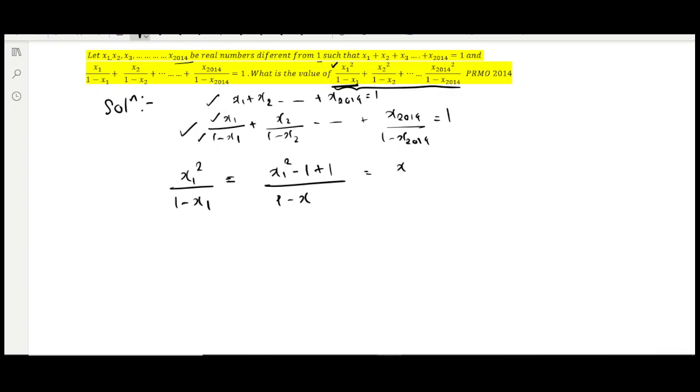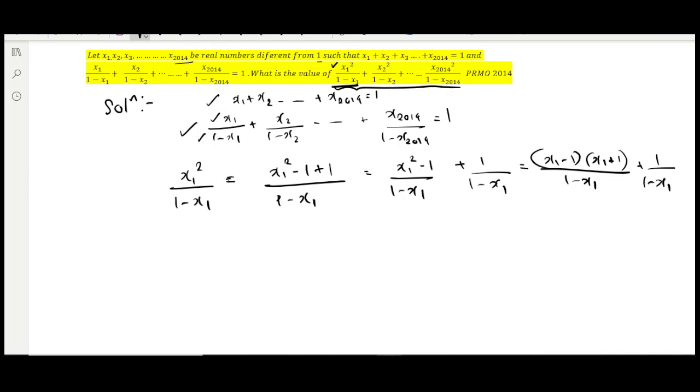so that we can consider this term as x1 square minus 1 plus 1 upon 1 minus x1. By factorizing, we will get x1 minus 1 into x1 plus 1 upon 1 minus x1 plus 1 upon 1 minus x1. So you can see that this term is getting cancelled by minus 1. So we will get x1 square upon 1 minus x1 as minus x1 minus 1 plus 1 upon 1 minus x1.